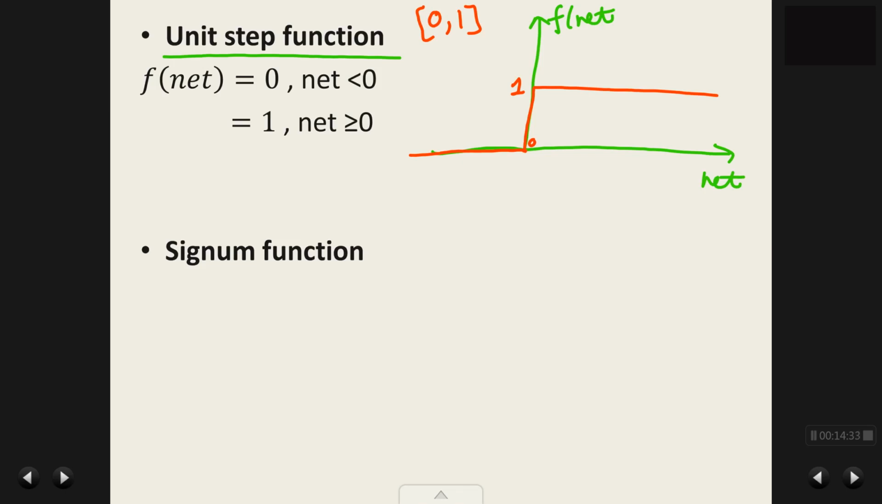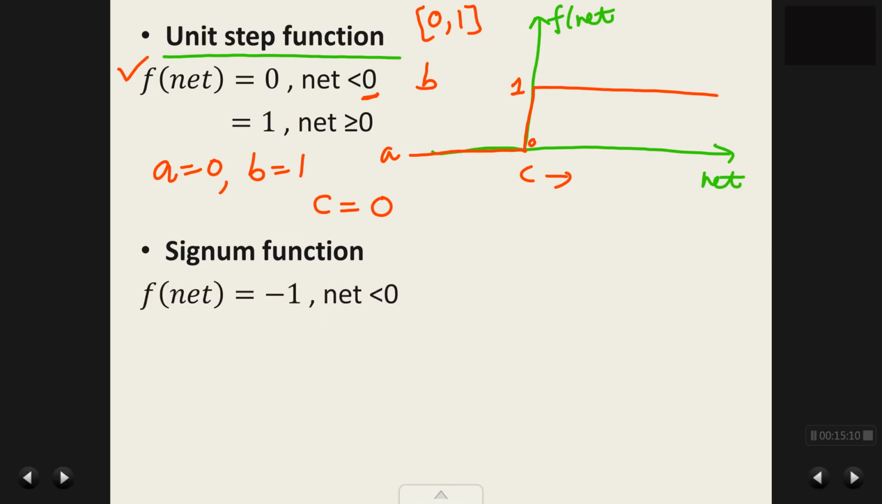As compared to the previous function, in the previous function this level was called A, this level was called B, and this level on the net side was called C. So what will they be here? A is equal to 0, B is equal to 1, and C, that is the threshold, is equal to 0. So I'm not saying that you should remember in the form of A, B, C. Even if you remember this equation, f of net is equal to 0 or 1, and this particular graph, it is more than enough.